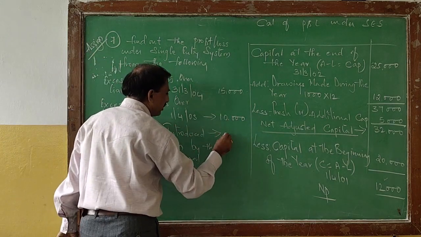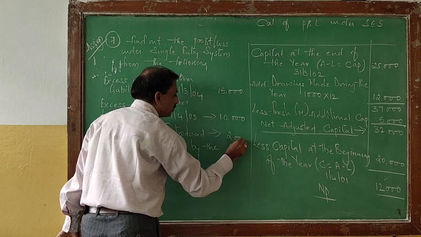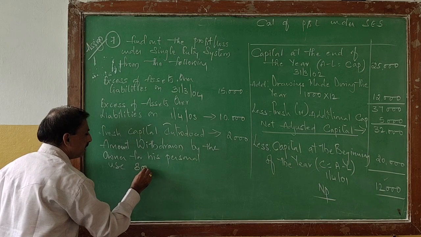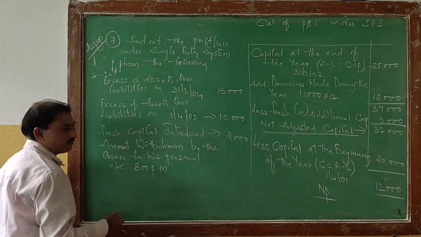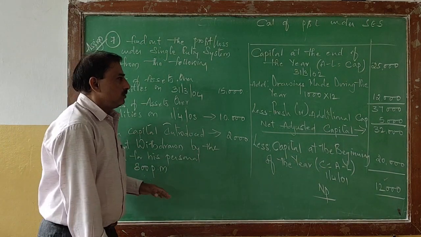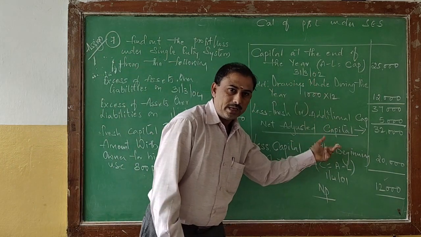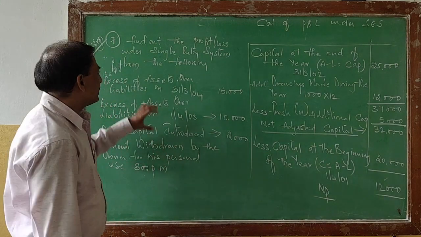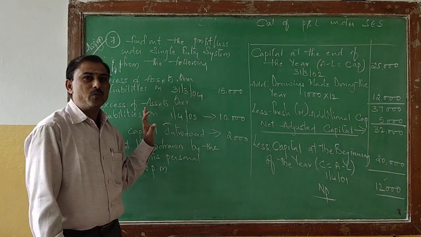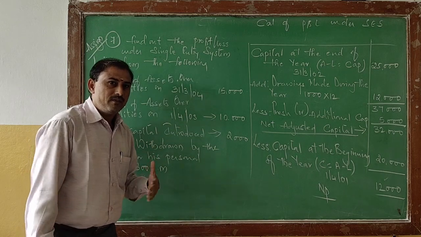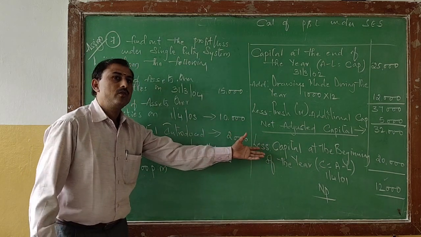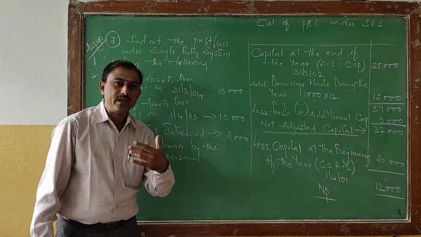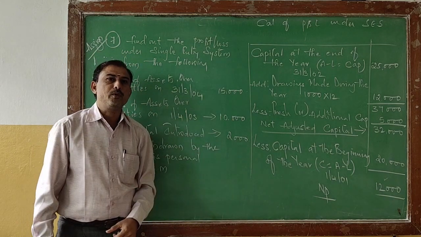Fresh capital introduced will be 2,000. Then personal use is 800 per month. So I explained the earlier problem, and this is a similar type of problem which I gave you as an assignment. Please try this problem and post a comment whether you understood the problem or not, whether you are able to do the problem, or you have any clarification regarding solving the problem.